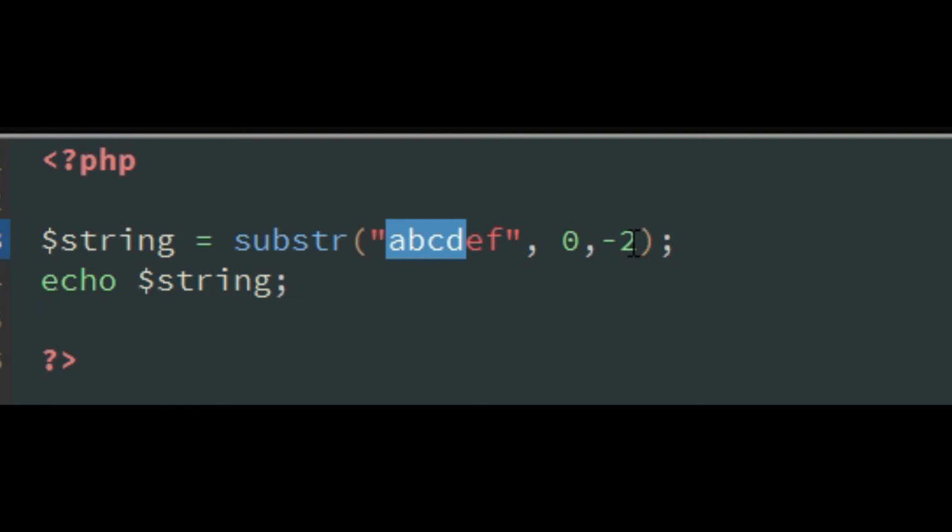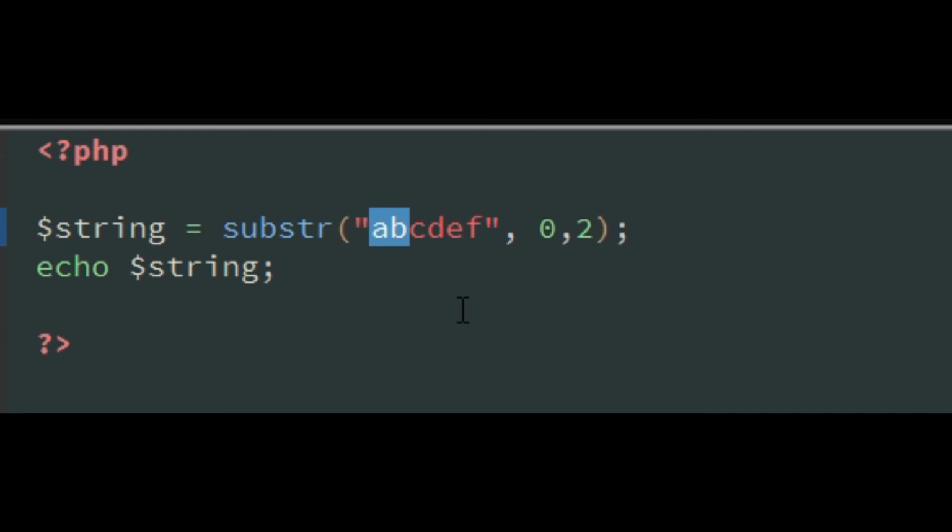Hope you understand. Basically the first parameter is the string, the second parameter is the starting index, and the third parameter indicates the length. If the length is positive, for example 2, it starts from 0 and gives us 2 characters, that is AB. And if the length is negative, it starts from the right and ignores the last 2 characters, for example -2. Hope you understand this concept of substring.